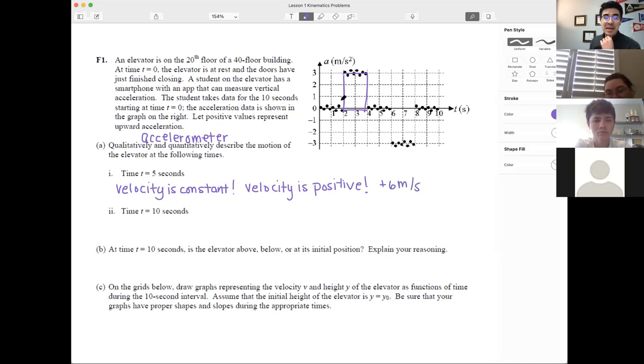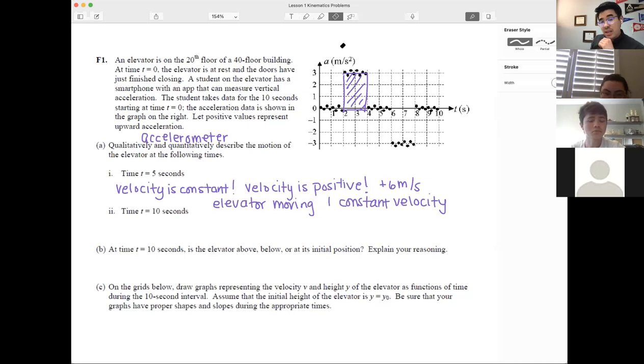Yeah, area under the curve. And I think that should be enough, right? Qualitatively, the velocity is constant and the elevator is moving upwards. Elevator moving up at constant speed, or you can say constant velocity too in this case. And then quantitatively it would be 6 meters per second. So now look at the second half. Now describe qualitatively and quantitatively at 10 seconds.